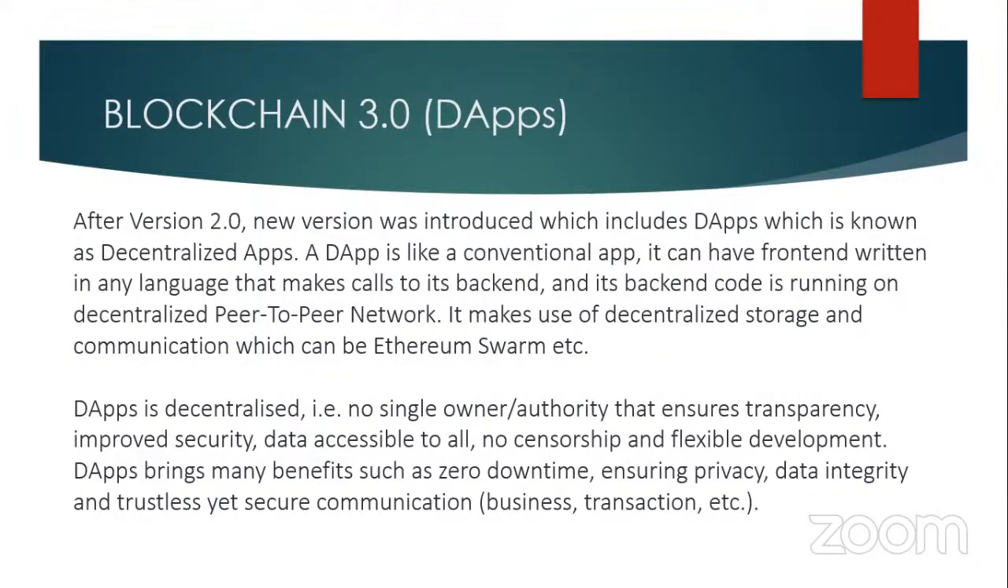After version 2.0, a new version was introduced, which includes the apps, known as decentralized apps. A dApp is a blockchain application that is decentralized. It does not need any central authority to operate, and it runs on the blockchain. The dApp makes use of decentralized storage. So in Ethereum, our storage provider is Filecoin IPFS. So we use Filecoin IPFS to run our storage.